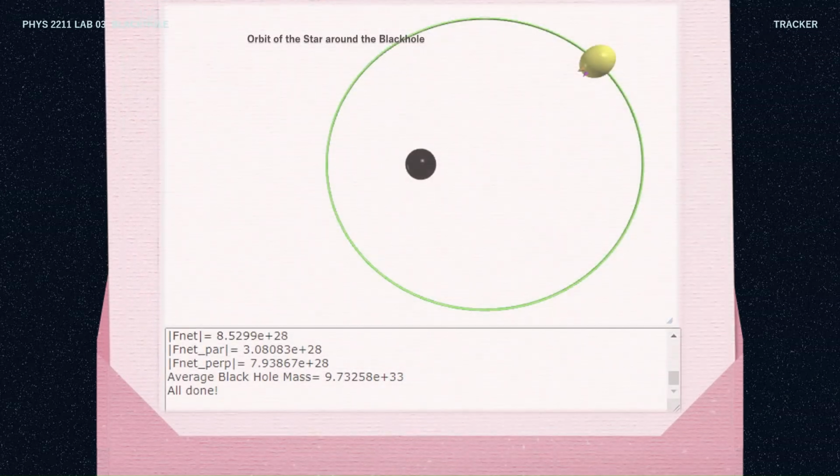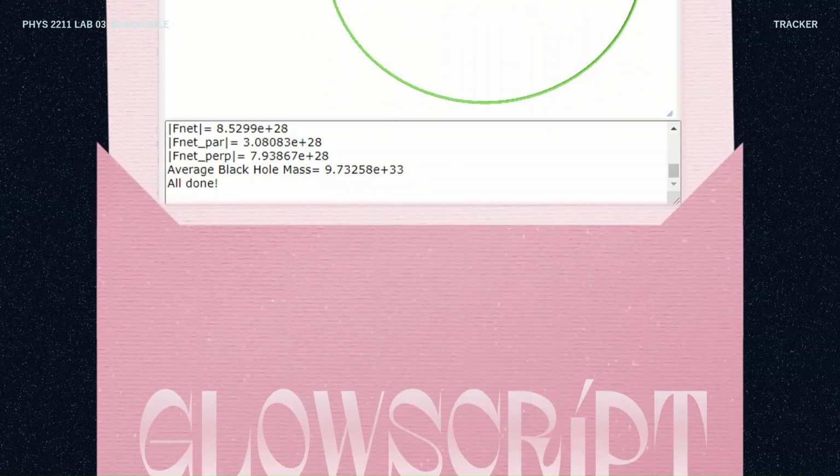From the model, I found the average mass of the black hole to be 9.7 times 10^33 kilograms, and the magnitude of net force to be equal to 8.5 times 10^28 newtons.